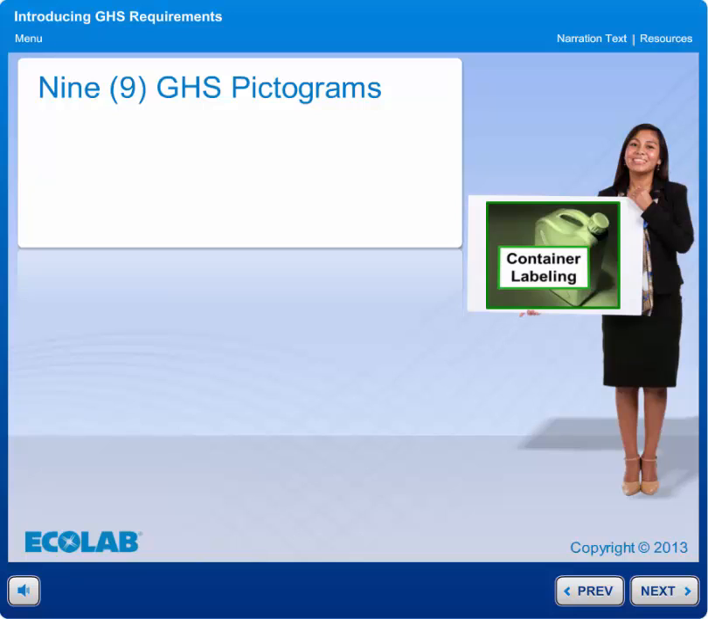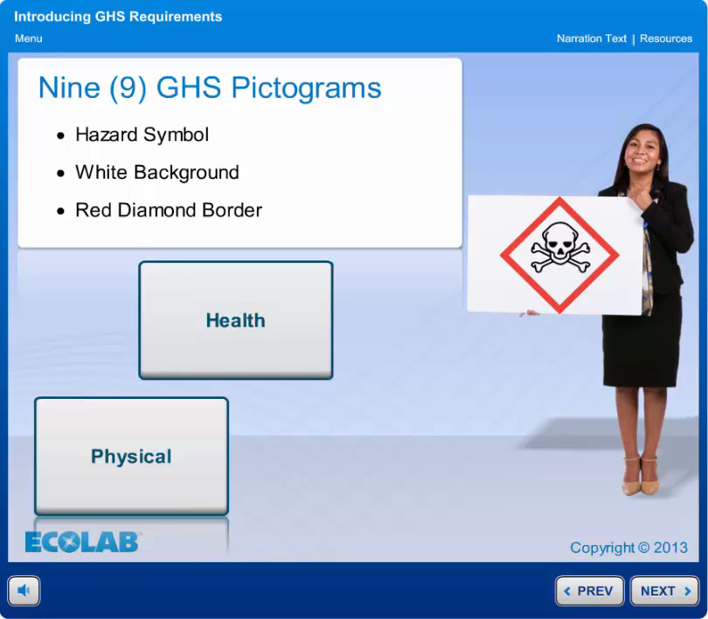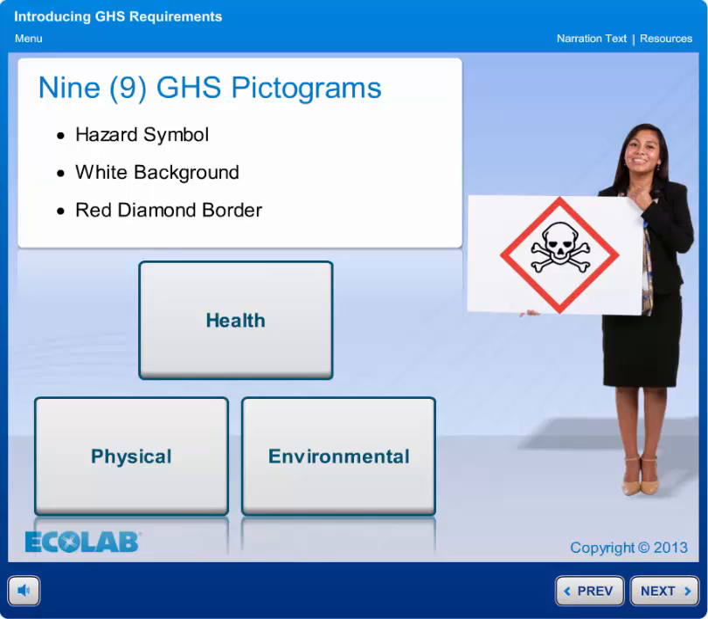GHS has 9 pictograms for container labeling. Pictograms include the harmonized hazard symbols on a white background with a red diamond border and are categorized into 3 areas. Familiarize yourself with the new pictograms.